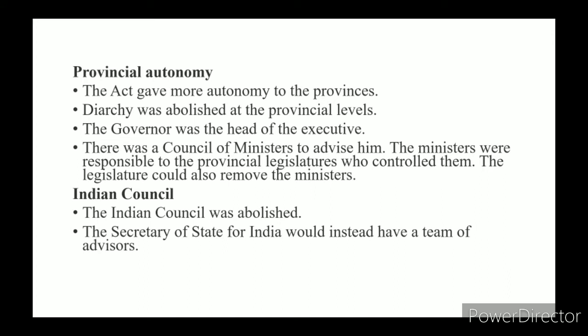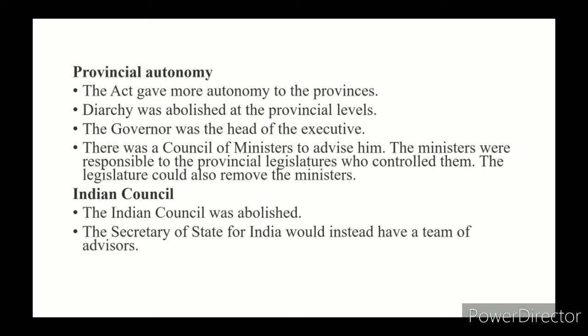Provincial autonomy. The act gave more autonomy to the provinces. Dyarchy was abolished at the provincial level. The governor was the head of the executive. There was a council of ministers to advise him. The ministers were responsible to the provincial legislature, which controlled them. The legislature could also remove the ministers.